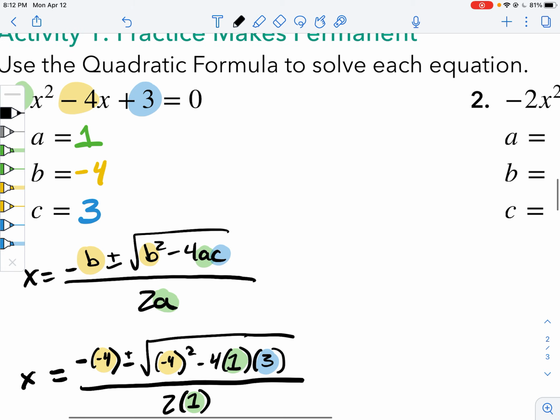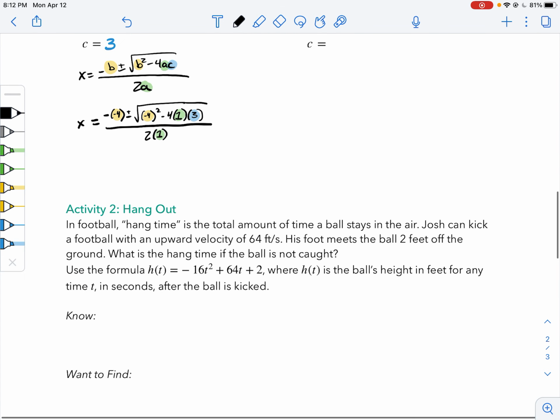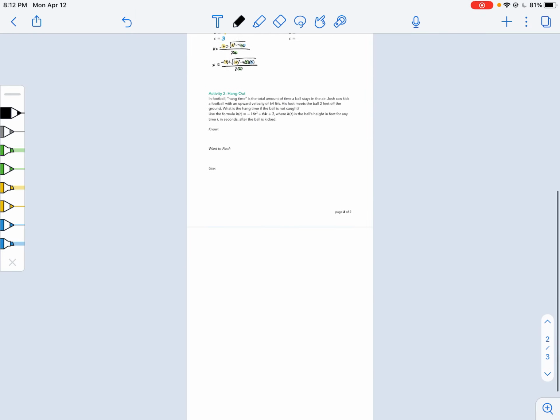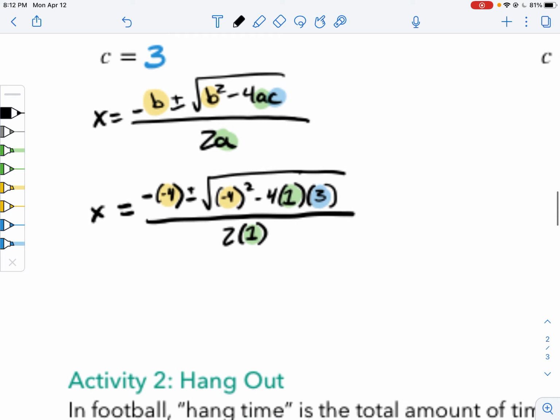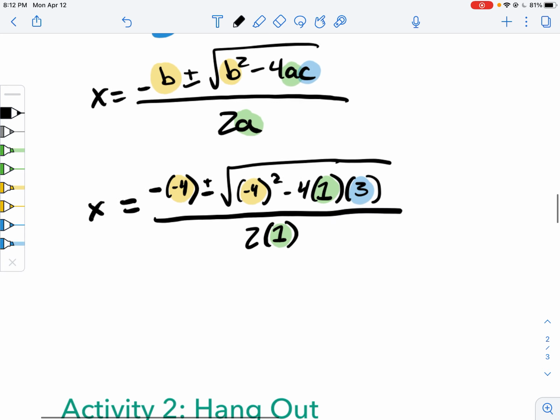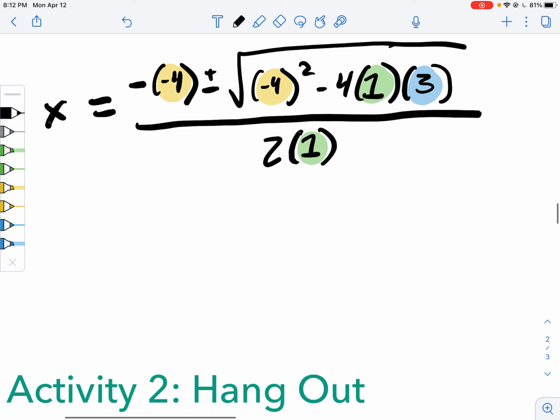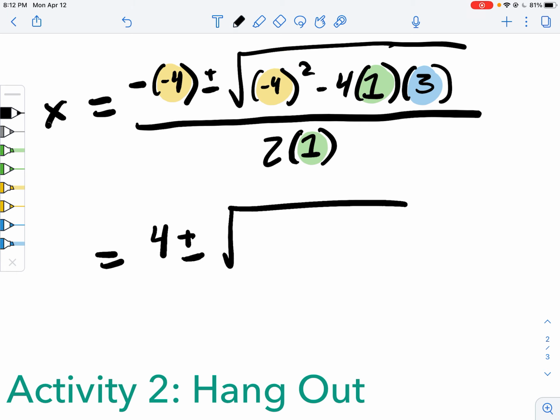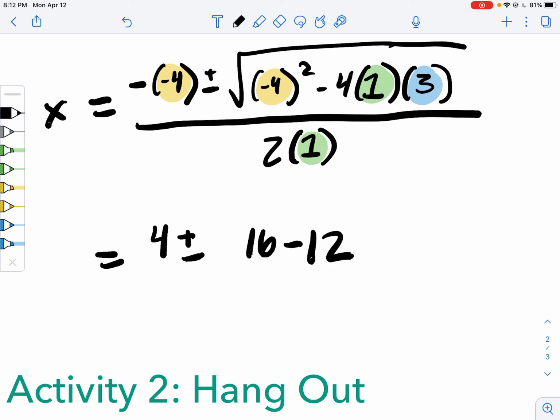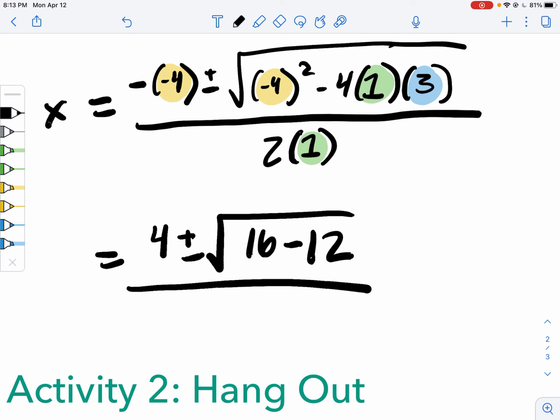Cool. And now you take it and you solve it. You need to simplify that. I did not give us nearly enough room to do this. My bad. Let's simplify as much as we can in one step. Negative negative 4 is a positive 4. Plus or minus the square root of negative 4 squared, which is 16, minus 4 times 1 times 3, which is 12. All over 2 times 1, which is 2.